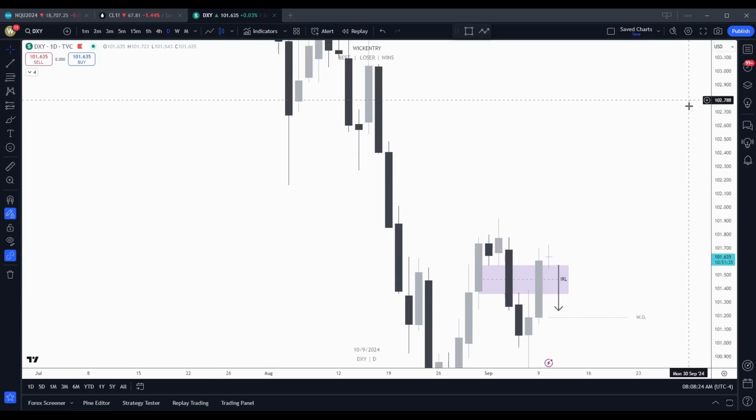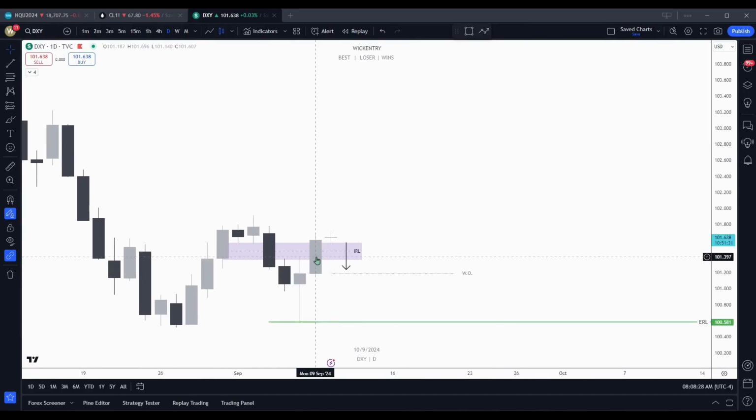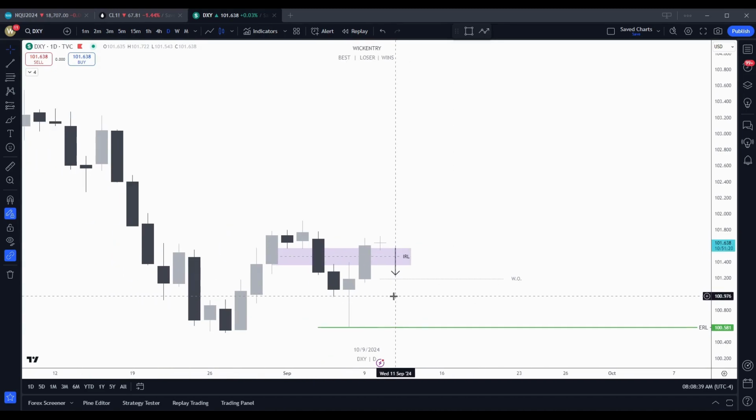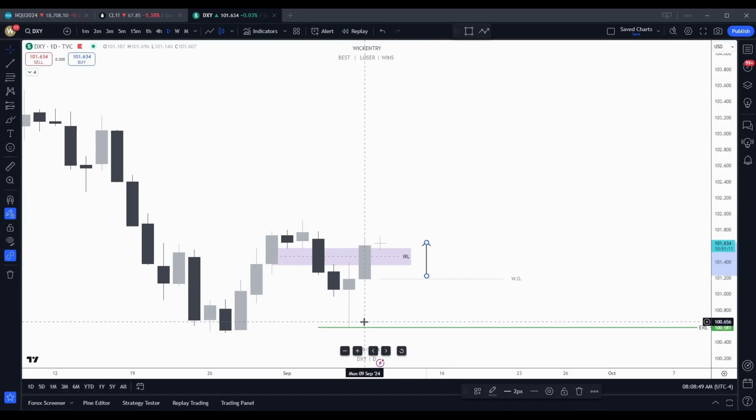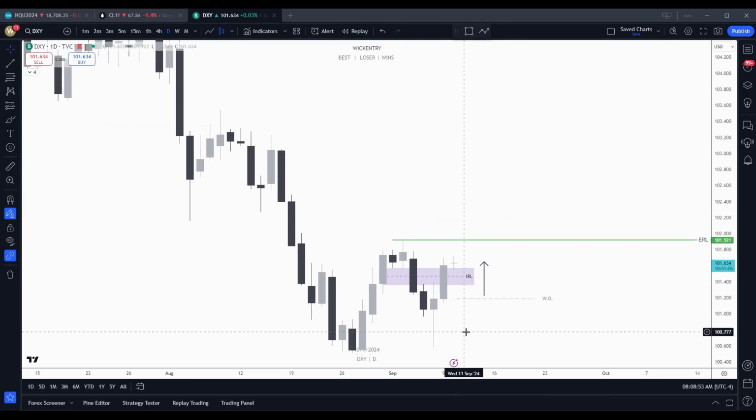So on the daily chart, yesterday price was located within this internal range liquidity, which was a bearish fair value gap. Looks like we got a close slightly above. So I would say that invalidates this bearish direction. Today I would look for external range liquidity in this direction. So I would have a bullish bias.